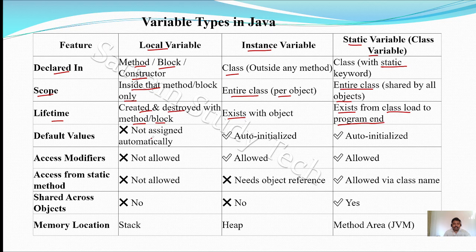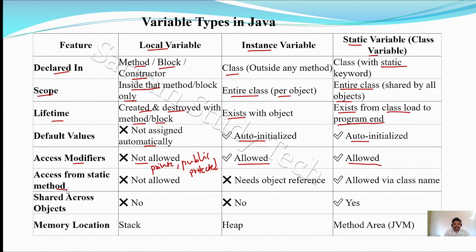Default values are not assigned automatically to local variables. If you do not assign any value to a local variable, it raises a compile time error. Instance and static variables are auto initialized, so if you do not assign a value, the default value is used. Access modifiers, such as private, public, and protected, are not allowed on local variables, but they are allowed on instance variables and static variables.